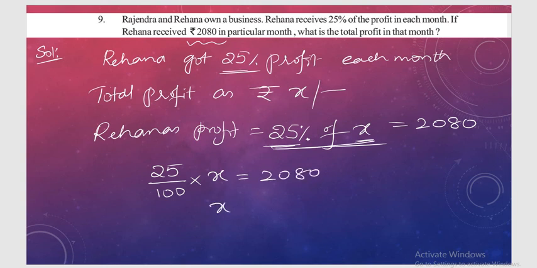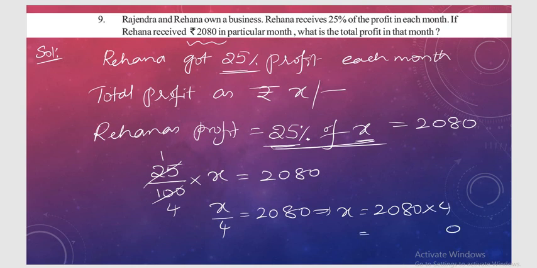So 25 in 100, this goes one time, this goes 4 times. So this is nothing but X by 4 is equal to 2080. So from this, X is equal to 2080 into 4. When I multiply, 4 zeros are 0, 4 8s are 32, 4 2s are 8. So this is nothing but the total profit.